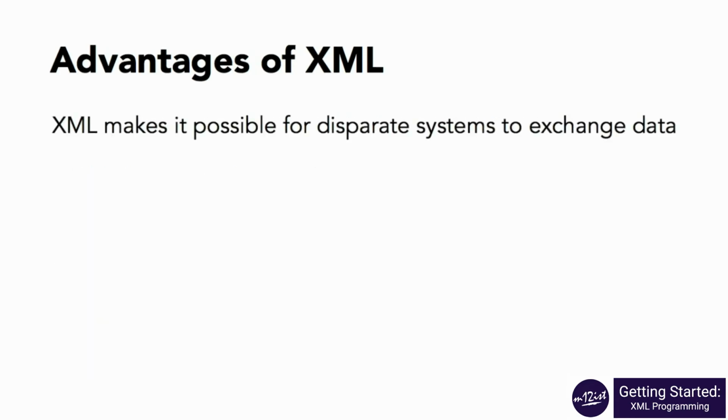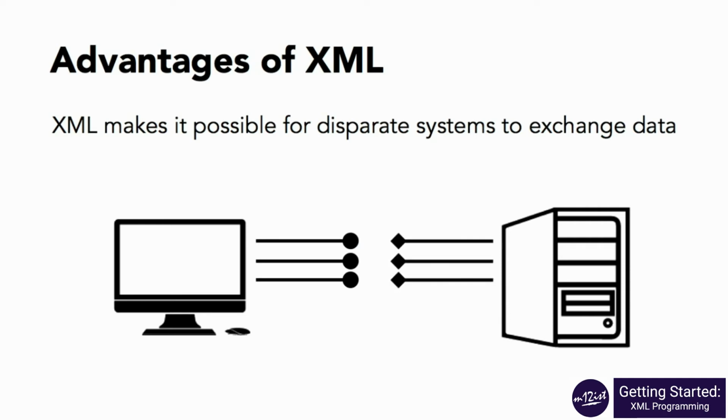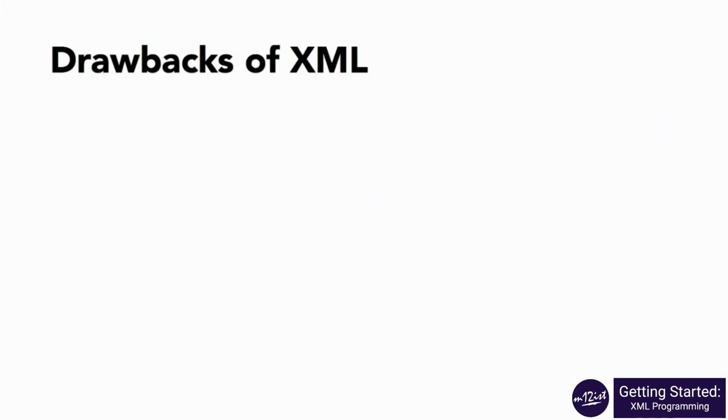XML also makes it possible for disparate systems to exchange data. And these could be systems that were never designed to talk to each other in the first place. Let's suppose you have two computers and you want to share information between them. The problem is one of those computers is modern and speaks a certain language, and the other one is a little bit older and only knows a certain dialect. Well, what do you do? XML can be used to help solve this problem. XML can create a bridge between these two computer systems so that they can exchange data even though they're not aware of each other.